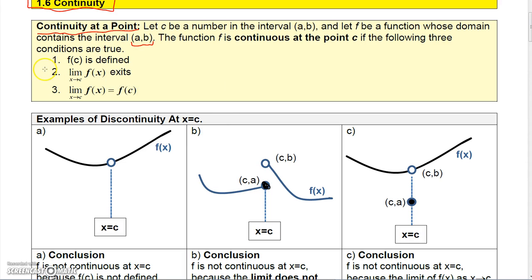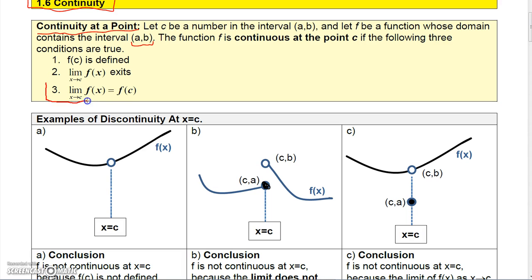Now, number two says that if you evaluate the limit of the function as x approaches c, it must exist. So what does that mean? That just means that when you evaluate the limit as x approaches c, it should equal some real number. Now, those two alone don't prove that the function is continuous at x equals c. You've also got to have the third condition.